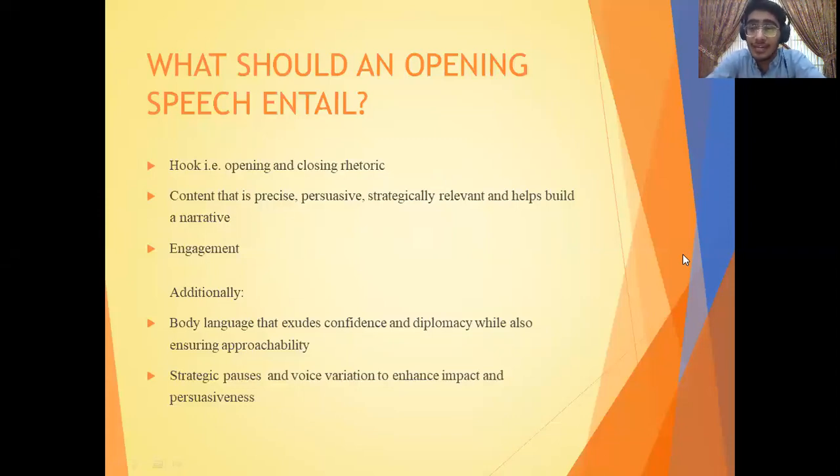Additionally, in terms of delivering an opening speech, there are also two things we're going to be talking about in this video. Number one, body language, the kind of posture you have, how approachable you are, etc. And number two, rhetorical devices and speech devices that we use to increase impact and persuasiveness, for example, strategic pauses, voice variations, tone variations, the kind of pace we use, etc. All of the things I'm going to talk about later on in the video.